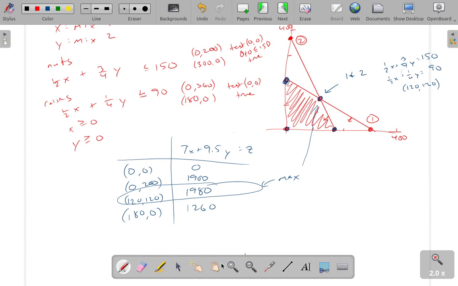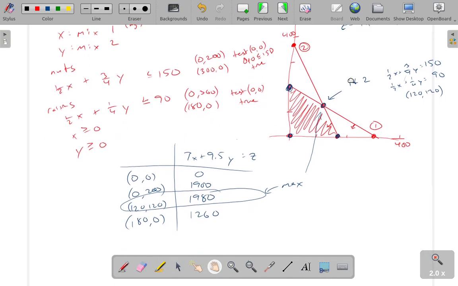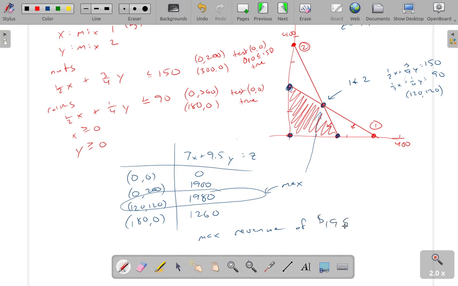As the follow-up question here, what is the maximum revenue? Max revenue of $1,980 when 120 kilograms of each are made.